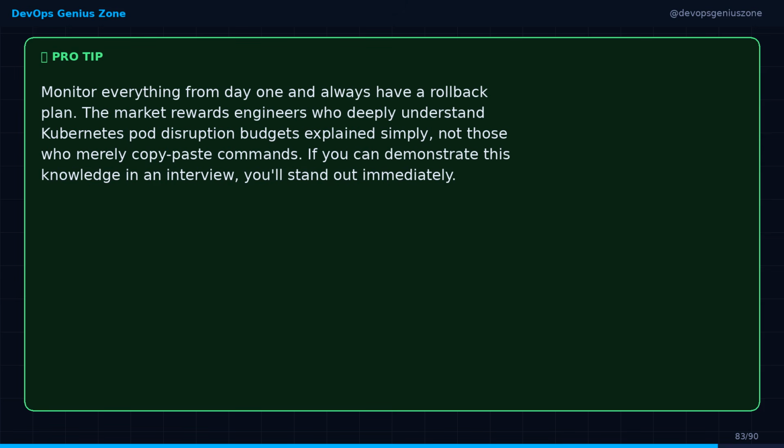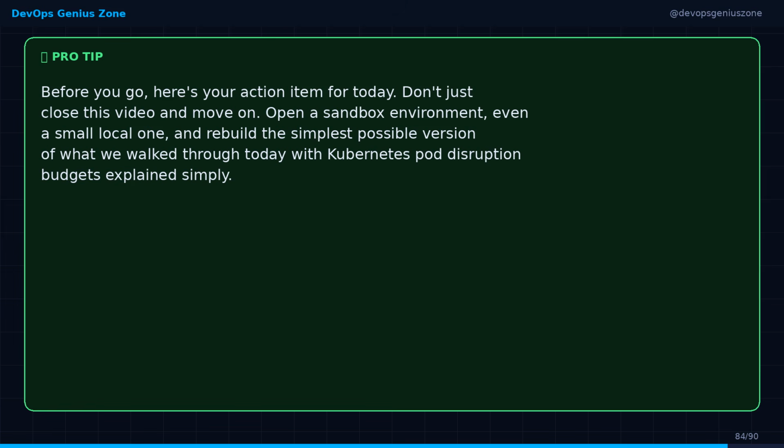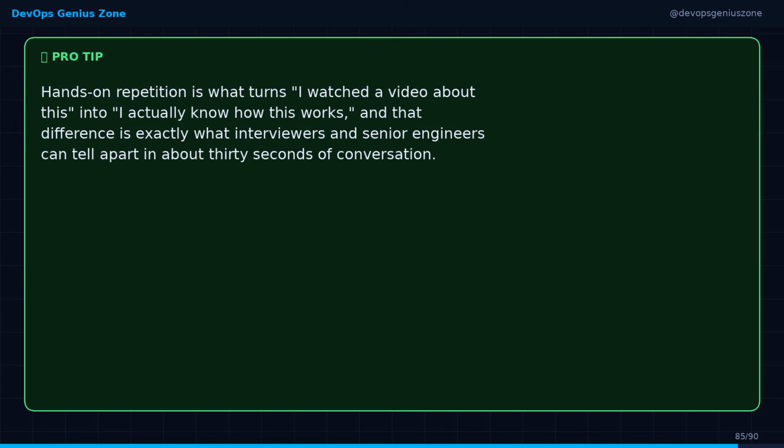To summarize, Kubernetes Pod Disruption Budgets is critical in the 2025 US DevOps job market. Start right by understanding requirements before touching configuration and version control everything. Follow best practices around least privilege, small changes, automation, and documentation. Monitor everything from day one and always have a rollback plan. The market rewards engineers who deeply understand this, not those who merely copy-paste commands. If you can demonstrate this knowledge in an interview, you'll stand out immediately.